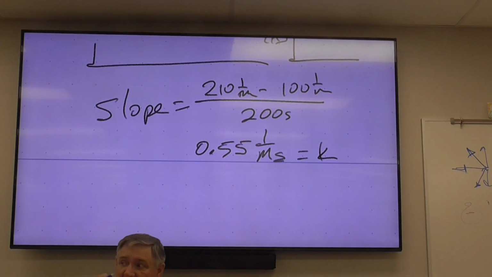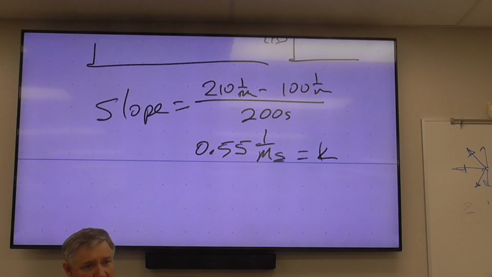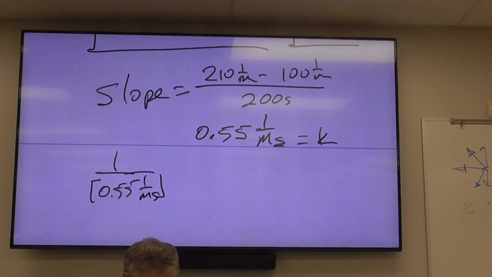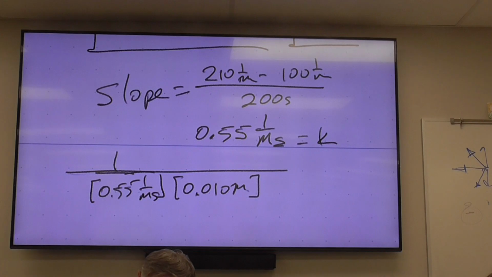So one option is you can calculate the half-life. Because we know this is second order, I'm going to go 1 over 0.55, 1 over molarity seconds, and that initial concentration was 0.01. So somebody run the numbers and let me know what you get for this half-life. 181.8. So call it 182.